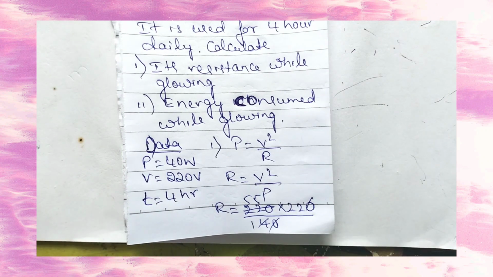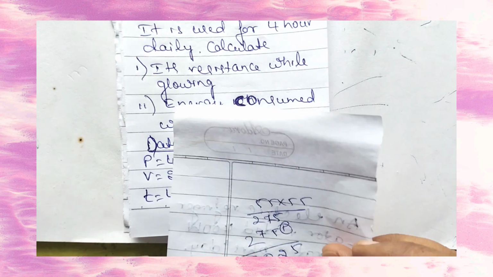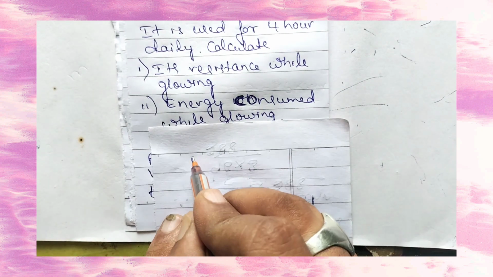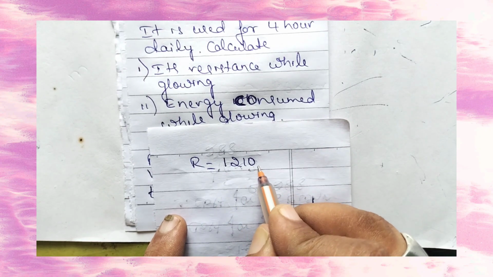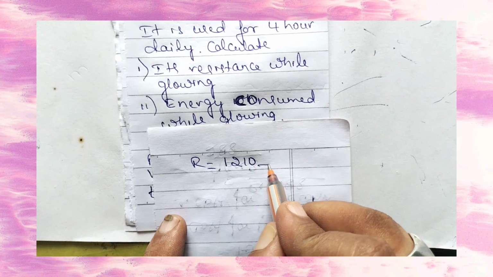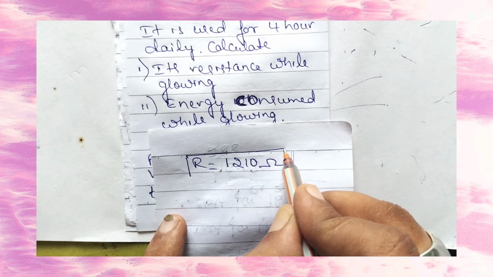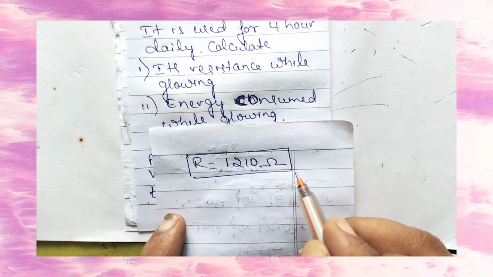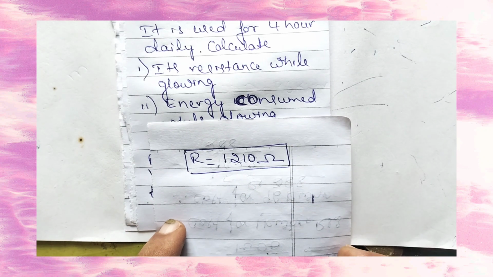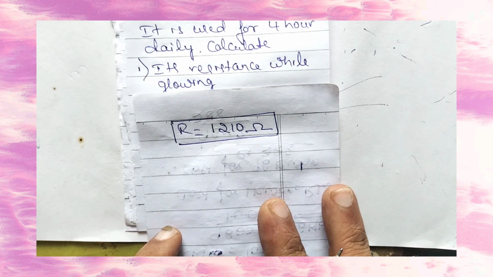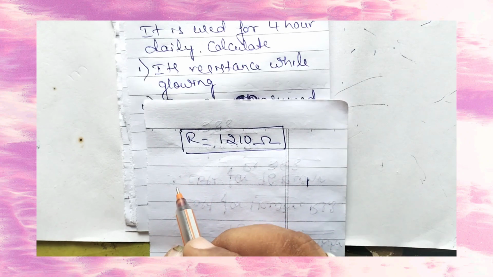Now we have to multiply 55 by 22. So it will be equal to 55 into 22. Therefore resistance is equal to 1210 ohms. So this is the resistance of the lamp we are using. The lamp resistance is 1210 ohms.